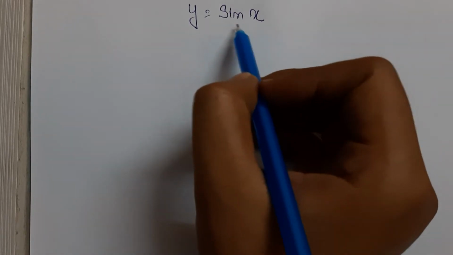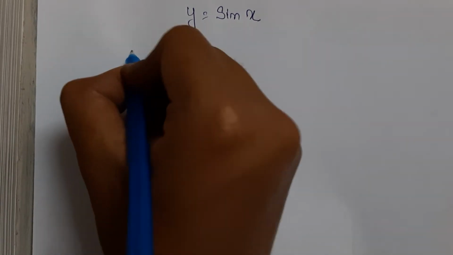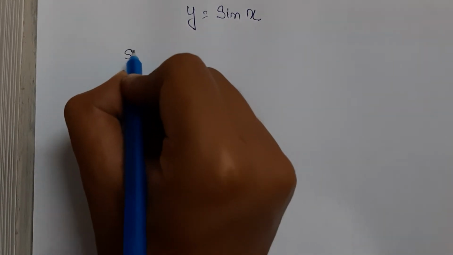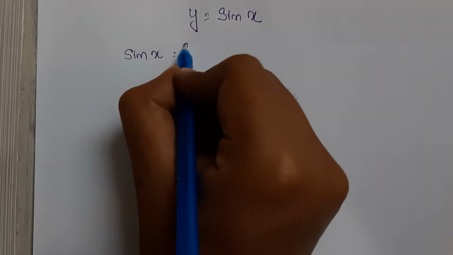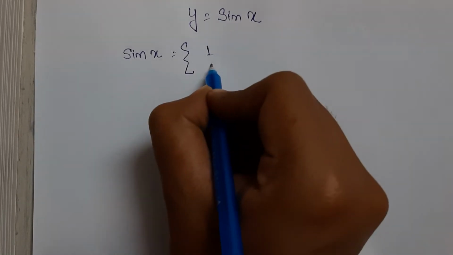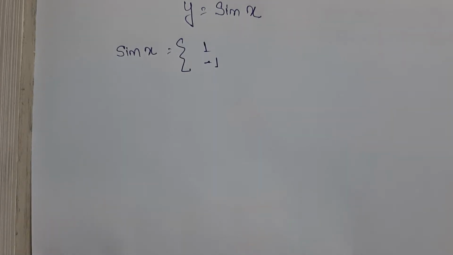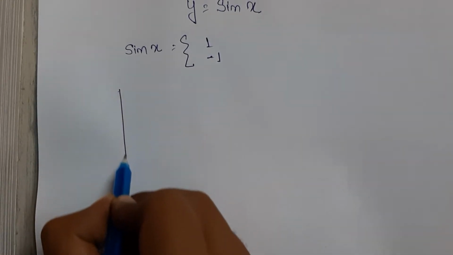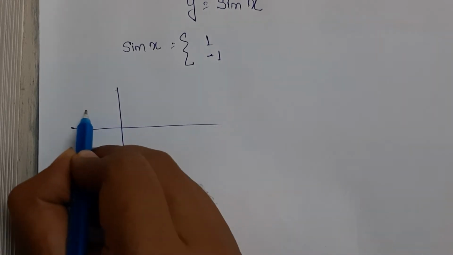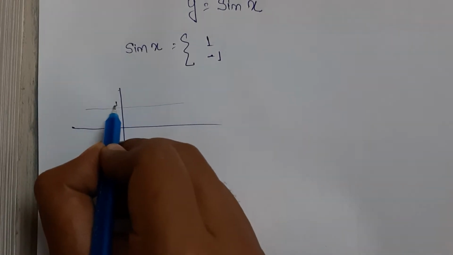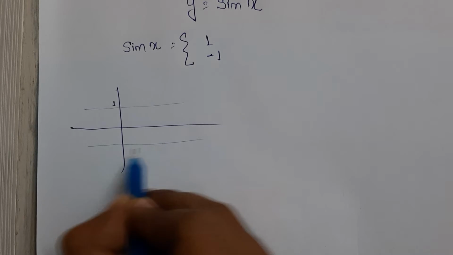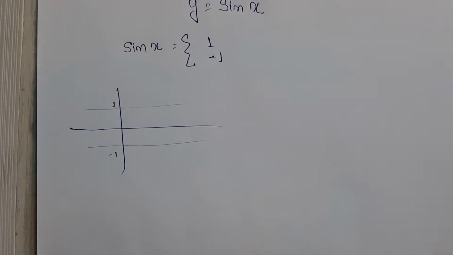What is it? y is equal to sin x. Let us see what its graph will be. As we know, the highest value of sin x can be 1 and the lowest value can be -1, right? So if we draw the graph, the maximum of it will be at 1 and the minimum will be at -1. I think you have understood it.